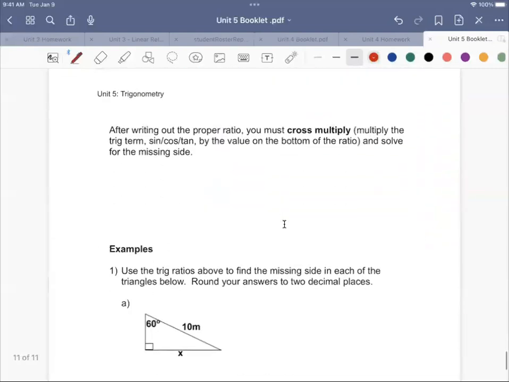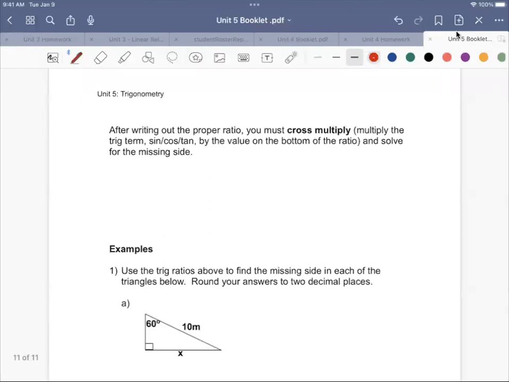All right, so after writing out the proper ratio, essentially what we're doing is just either cross multiplying or looking at how we originally did it. And then if we had division, multiply by the top. It just depends on what side you're looking for. If you're looking for the hypotenuse when it's on the bottom, you are always going to have to use some cross multiplication to figure it out.